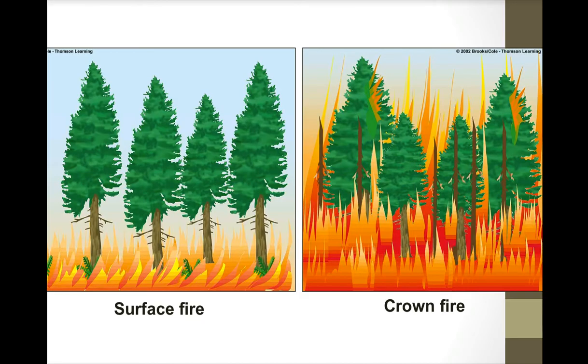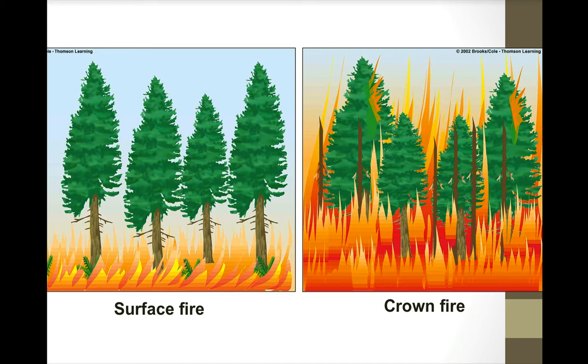So here's a picture of a surface fire on the left, a really bad picture, I'll grant you. Notice it's burning the underbrush, but it hasn't spread to the treetops. Now, a crown fire on the right, you can tell it's much, much hotter. The flames are bigger. There's a lot more red in the picture. And you can see the little bits of fire there burning up in the treetops.